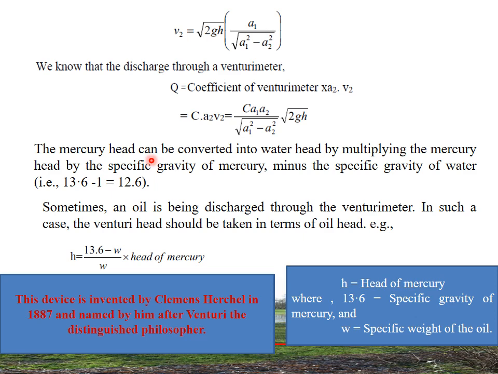Sometimes the mercury head can be converted into water head by multiplying the mercury head by the specific gravity of mercury, where specific gravity of mercury minus specific gravity of water value equal to 12.6. Sometimes an oil is being discharged through the venturi meter. In such a case, the venturi head should be taken in terms of oil head, that is oil head equal to 13.6 minus weight by weight into head of mercury.